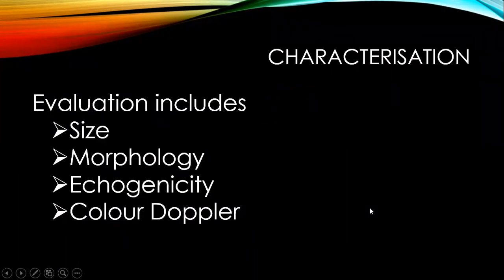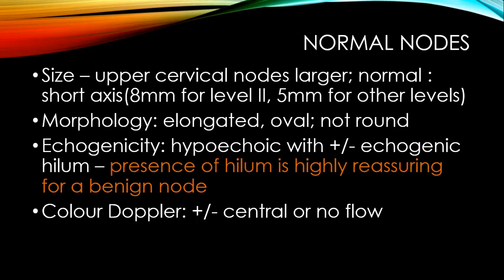On characterization of our lymph nodes to determine whether they are normal or abnormal, we use the size, the morphology, the echogenicity, and we also use color Doppler. On size, the upper cervical lymph nodes are usually larger. If we are saying normal size, we are considering the short axis of the lymph node. Since the upper cervical nodes are usually larger, the upper limit is 8 millimeters for lymph nodes at level 2. But for all other levels, 5 millimeters for our short axis is the upper limit for normal size.